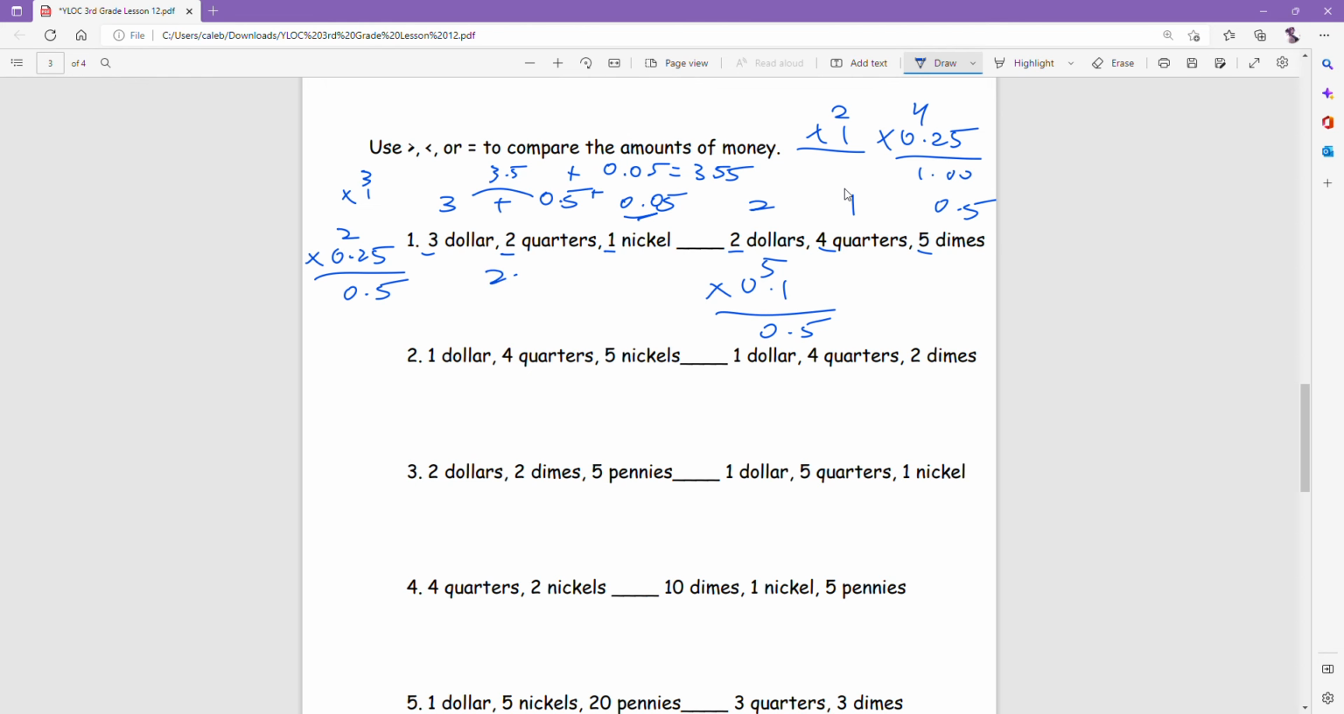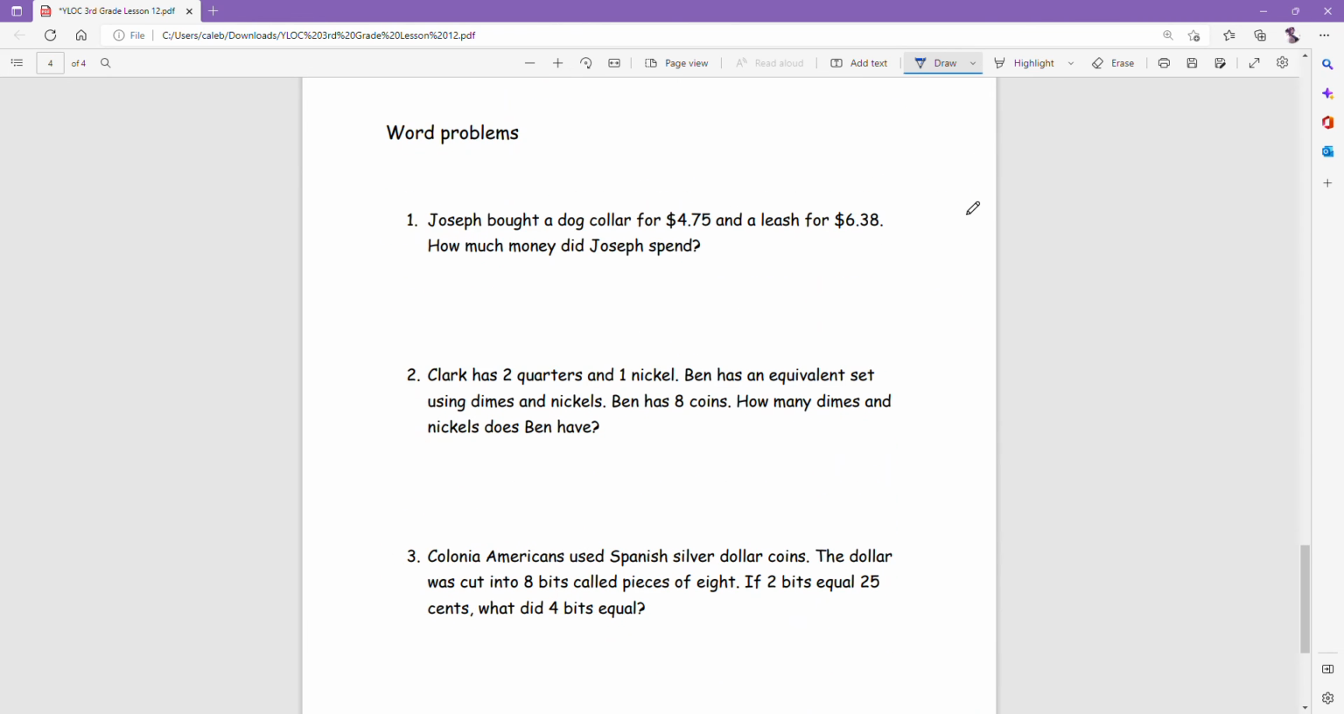So the left side is worth $3.55. Now the right side, we have 2 plus 1, which is just 3, and 3 plus 0.5, which is 3.5. So the left side costs $3.55, and the right side is $3.50. And we know $3.55 is greater than $3.50, so it's going to be a greater than sign. Let's move on to the last page, word problems.